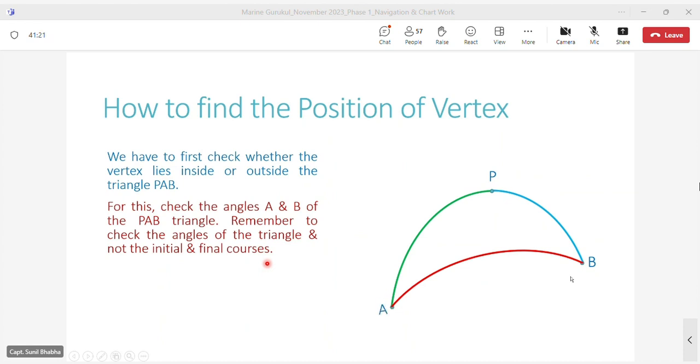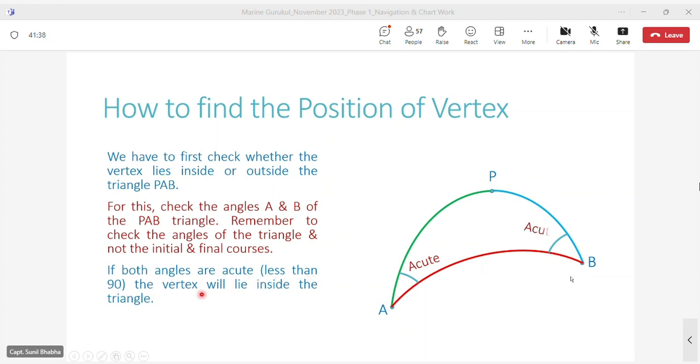If both the angles of the PAB triangle are acute, acute meaning less than 90 degrees, the vertex will lie inside the PAB triangle. So this is the first condition. If both angle A and angle B are less than 90 degrees, the vertex will lie inside the PAB triangle, or the position of the vertex will be in between the initial and final positions.